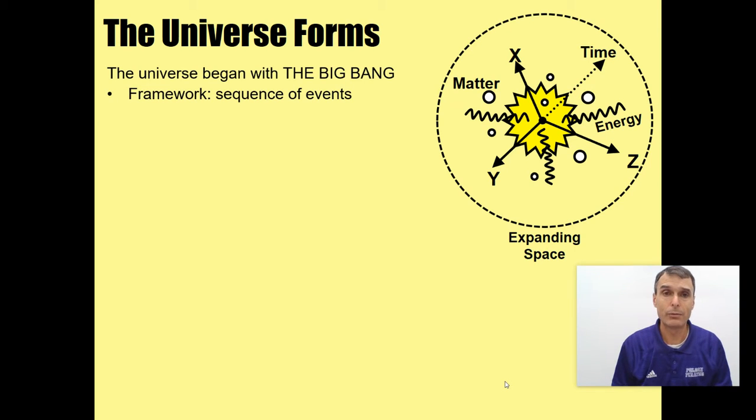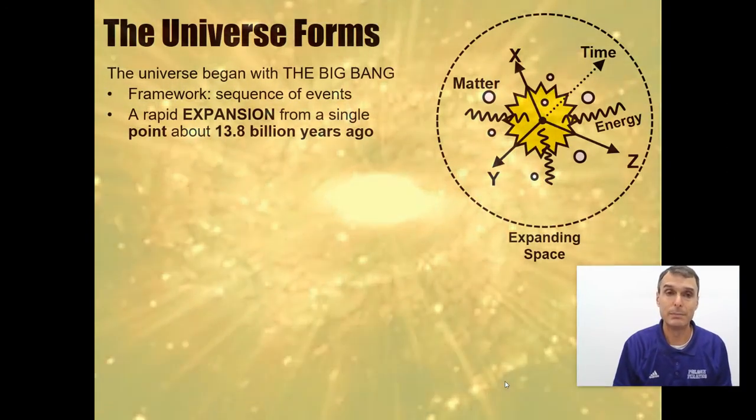Okay, so what exactly are we going through? We're going through a sequence of events. A happened, B happened, C happened. That's how we're going to talk about how our universe formed, okay? And the first part is the what. So what exactly is the Big Bang?